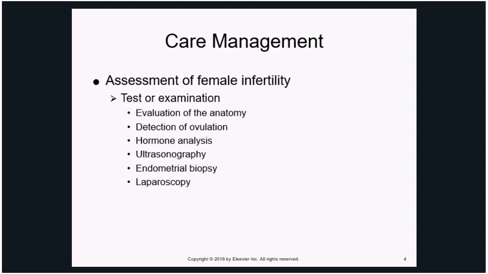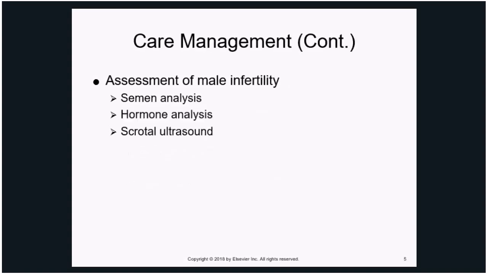Assessments of female infertility include evaluation of the anatomy, detection of ovulation occurring, hormonal analysis, and it could be ultrasound, an endometrial biopsy, or a laparoscopy.